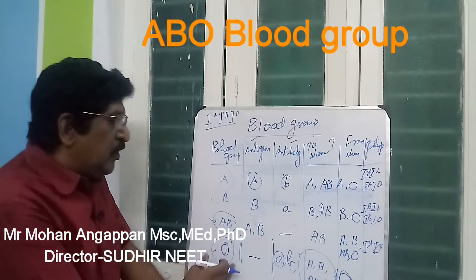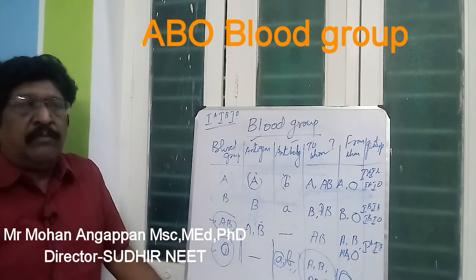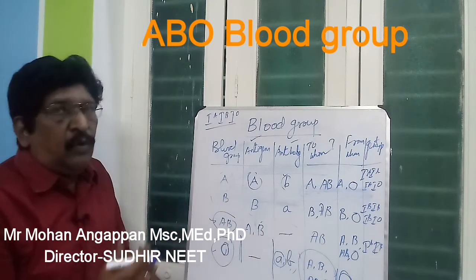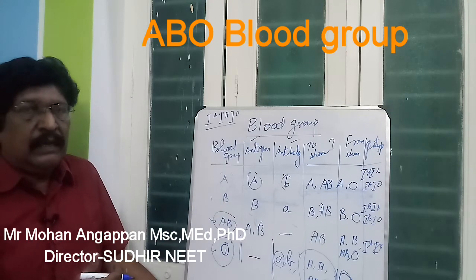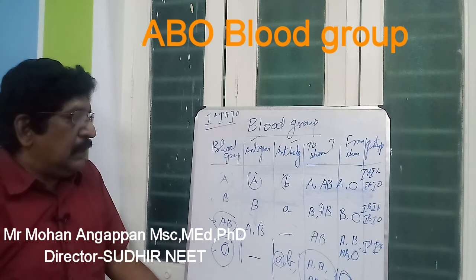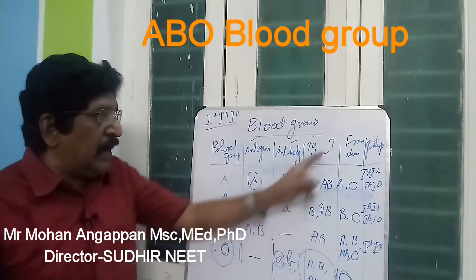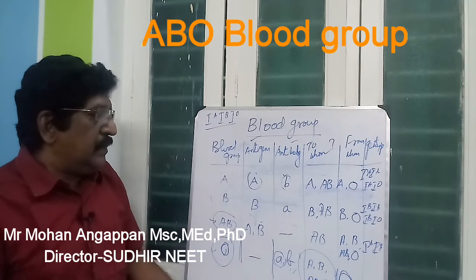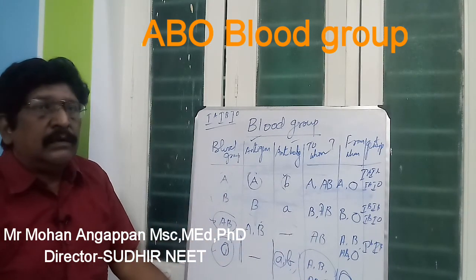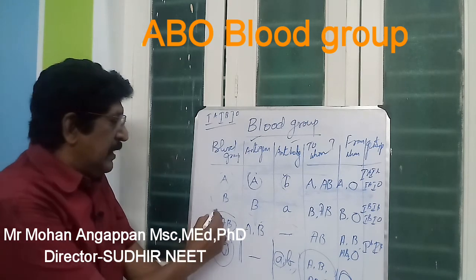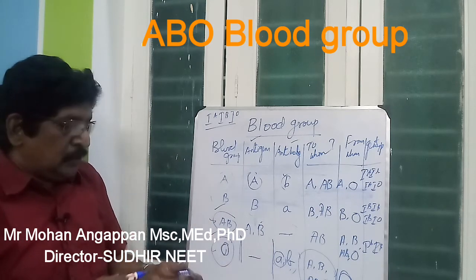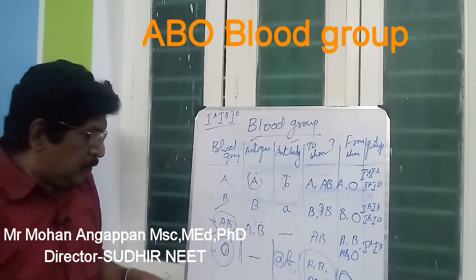So, O group is the universal donor. It can give blood to all, but it can receive blood only from O, very pathetic group. AB group is very selfish. It can get blood from all others, but it can give only to AB. So, universal recipient AB, universal donor O. So, this is about the blood group.